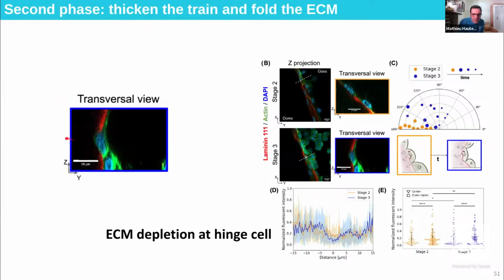Just one very quick message here, that we found that exactly at the hinge cell where the folding will occur, we have a depletion of ECM that we have found very consistently. So ECM is disappearing from there, and that's where we found they're pulling, so it's getting thinner and thinner. And here you see the intensity of the ECM just at the hinge cell.